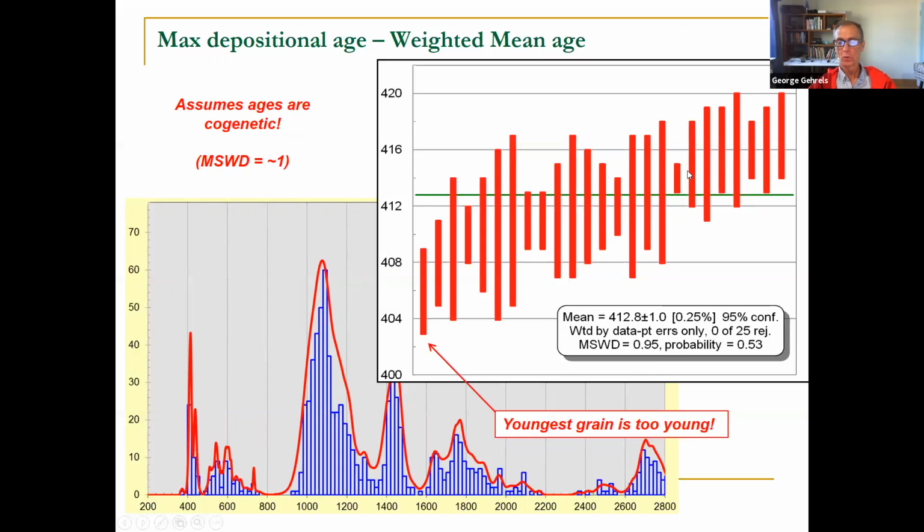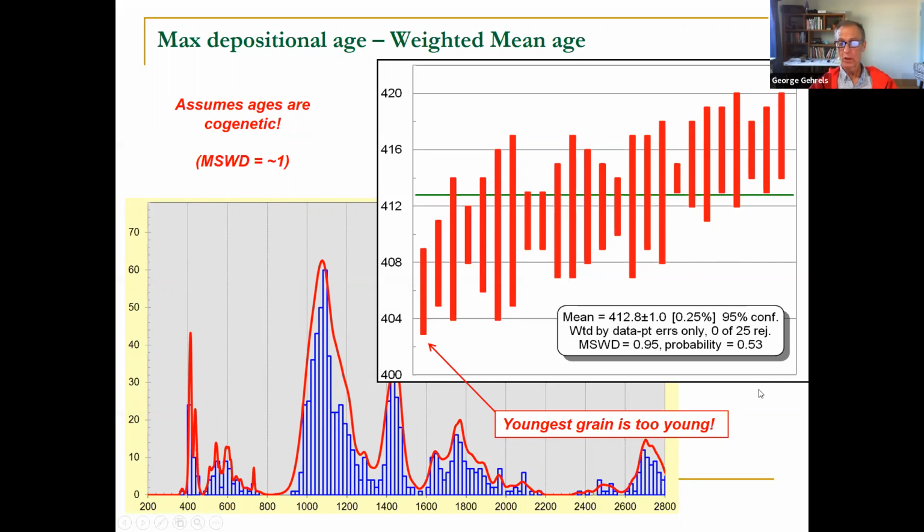So we do the same thing for a set of detrital ages. This would be a case where there's 25 analyses that overlap. You could calculate the weighted mean, the best guess for the age of that cluster, 12 Ma, and report that as the best estimate for that group.